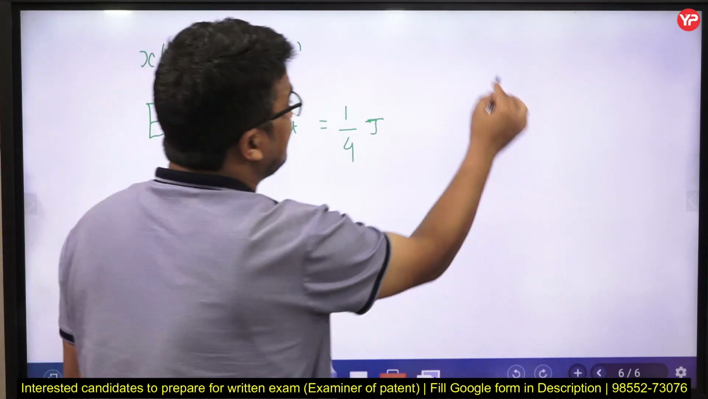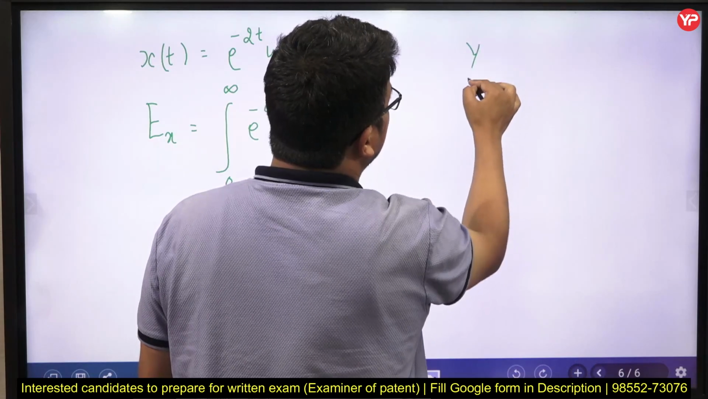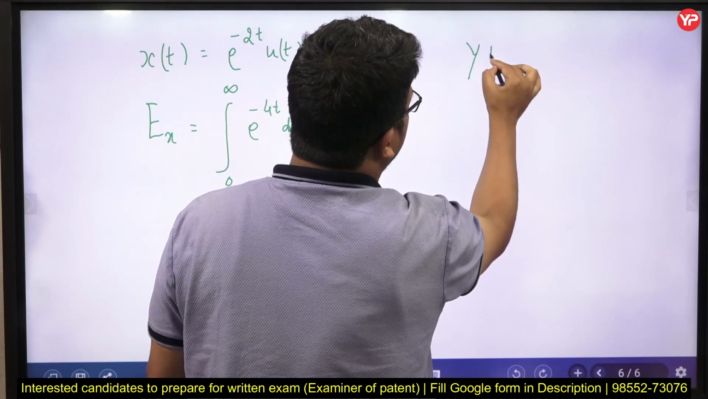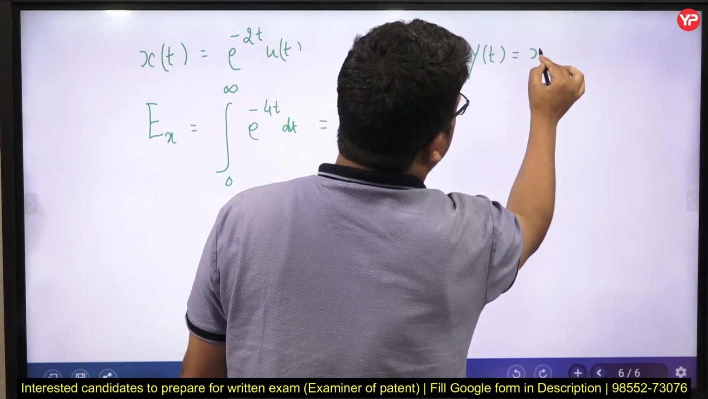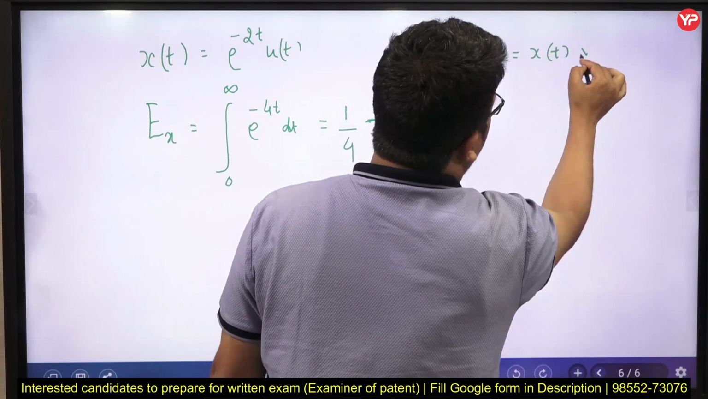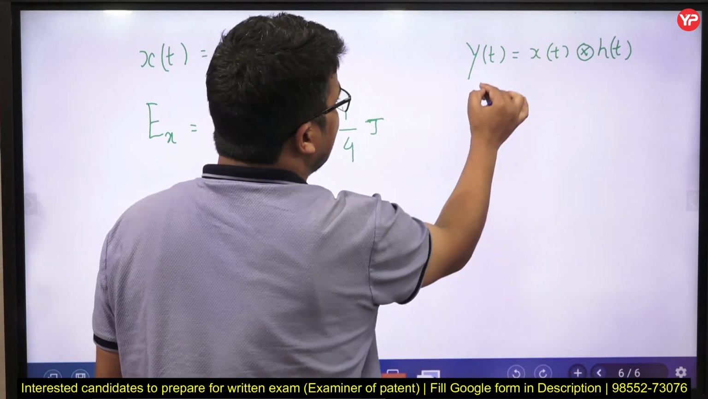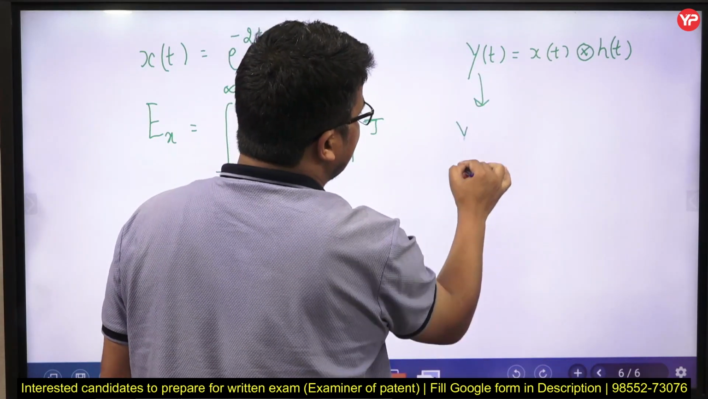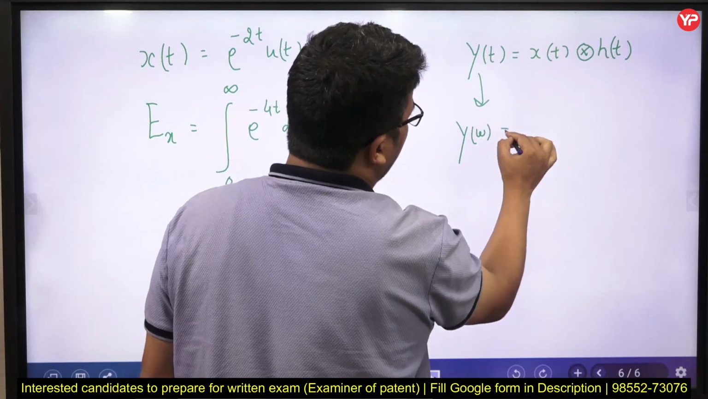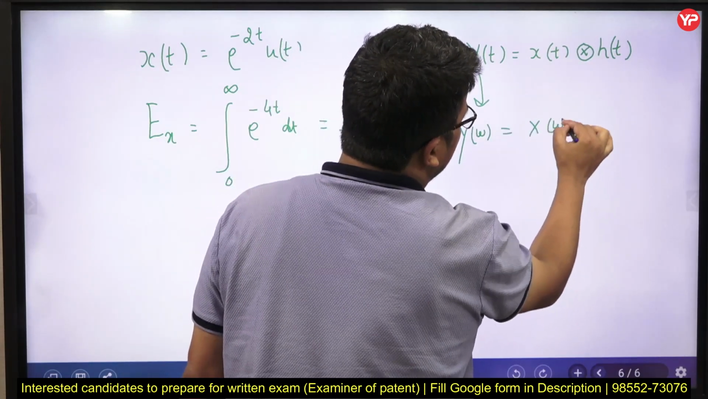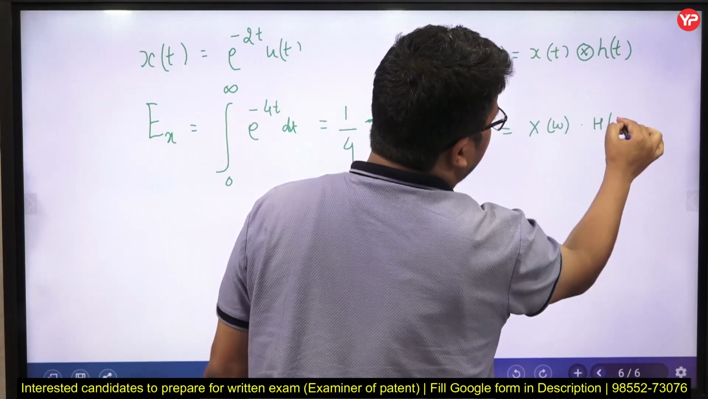Now the question is, what is the energy of y? First, I need to calculate y. y of t will be equal to x of t convolution with h of t. Can we say like this? And since our analysis is in the frequency domain, you know convolution in the time domain is multiplication in the frequency domain. Y of omega is equal to x of omega multiplied by h of omega.